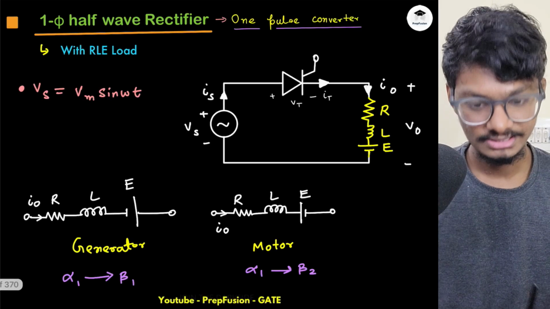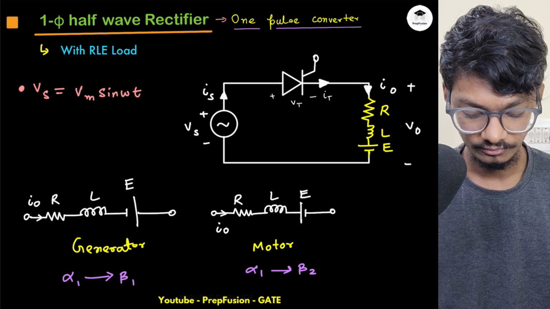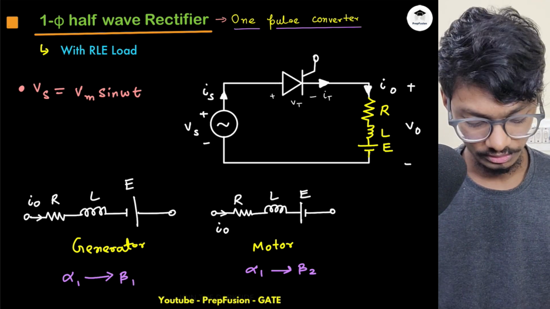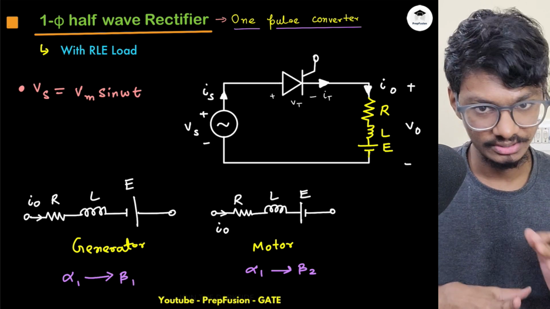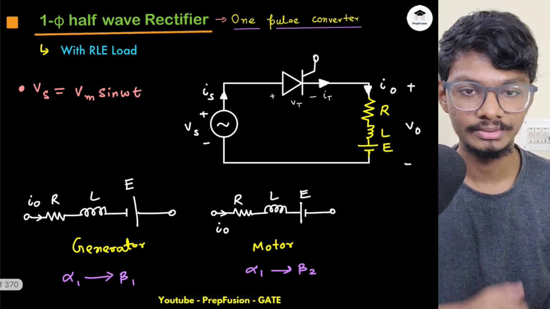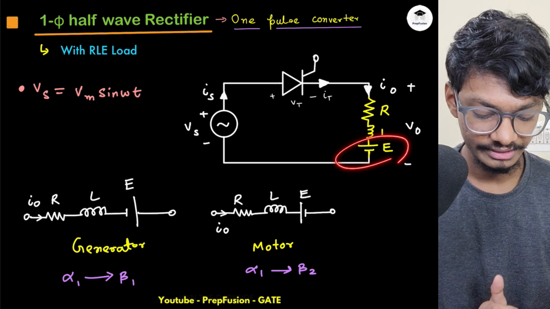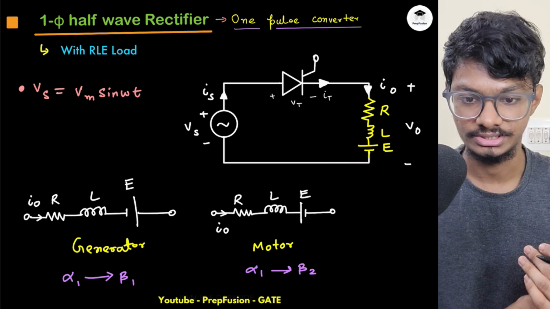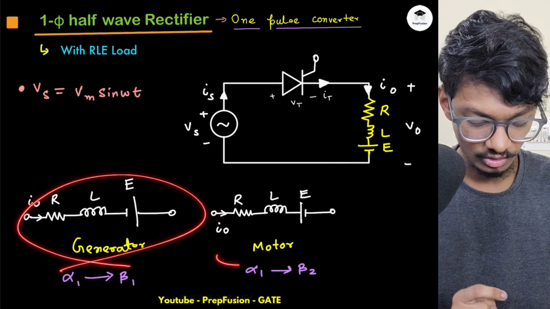Now let's analyze our half wave rectifier with simple RLE load. So things won't change much here. Just here one battery will be present, and due to that battery, the extinction angle will change. Now it will depend if it is a generator or a motor.